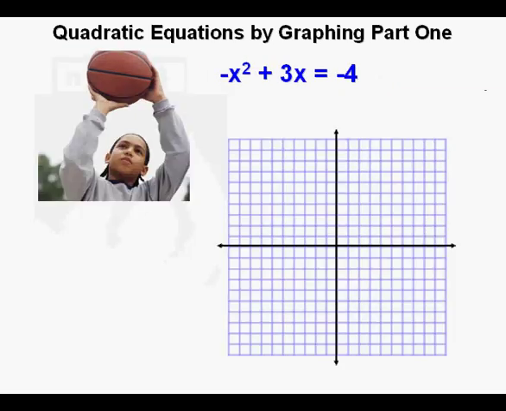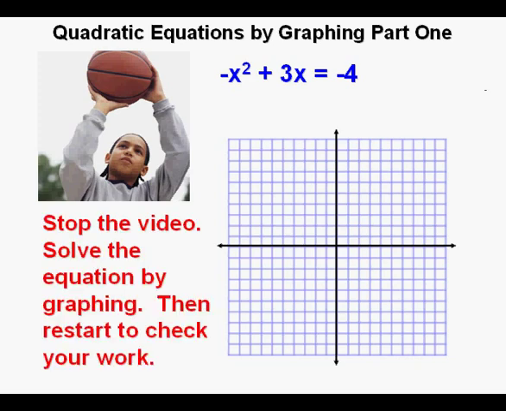Here's the next equation we'll look at, -x squared plus 3x equals -4. Stop the video, see if you can solve this one by yourself. Hint, you'll need to set the right side of the equation equal to 0, then replace that 0 on the right side with the dependent variable y. Restart the video after you've graphed it.